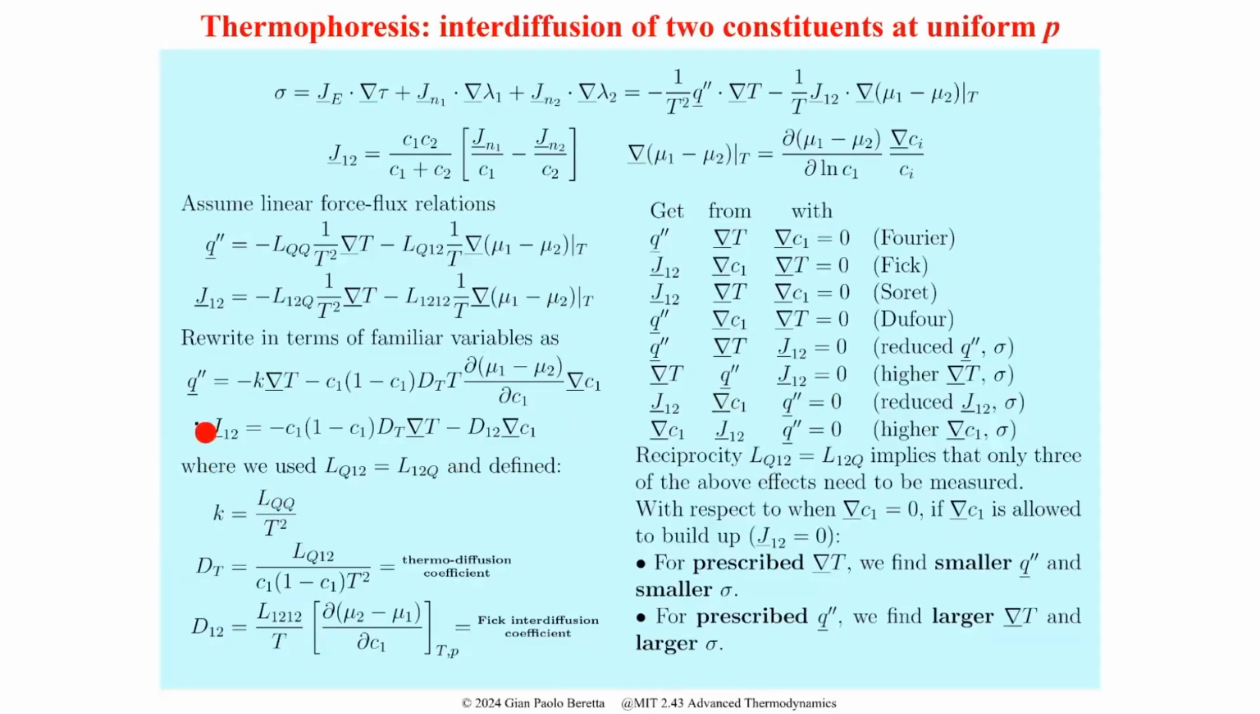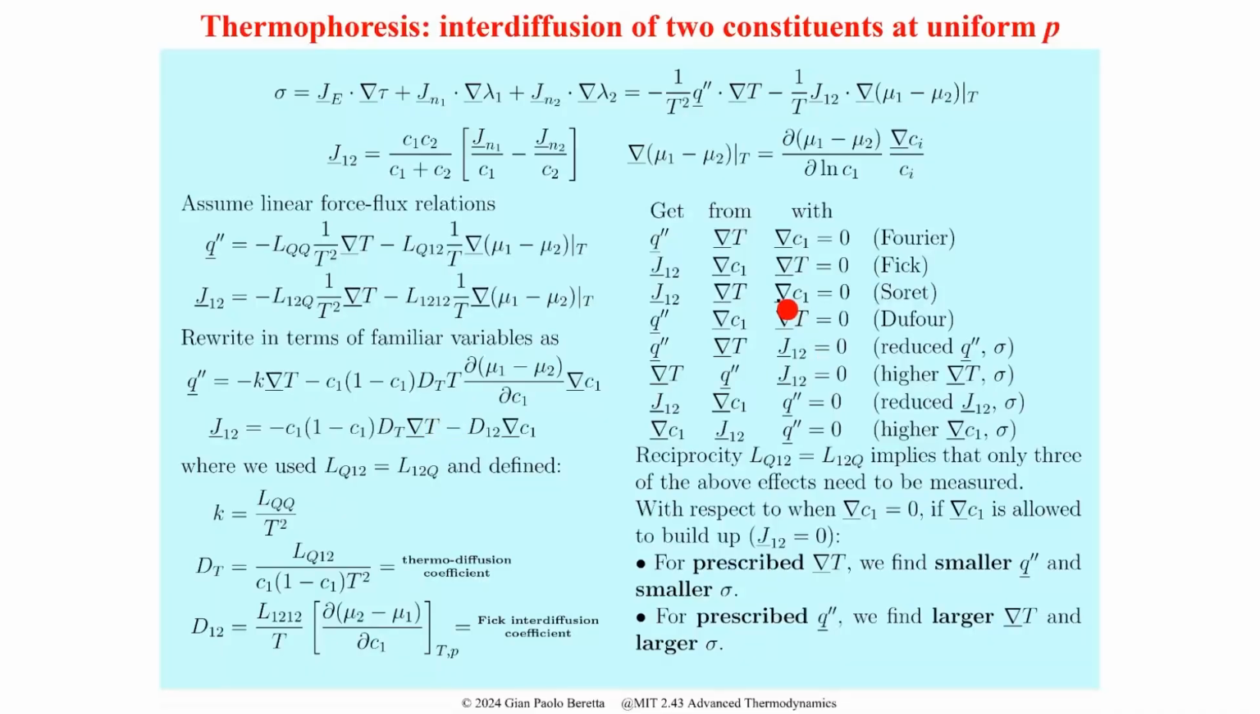And you can enter these equations in many different ways. For example, if you assume no gradient in concentration, then you have the heat flux that is simply given by Fourier's law. Or if you choose to work at zero gradient in temperature, the second equation gives you Fick's law.